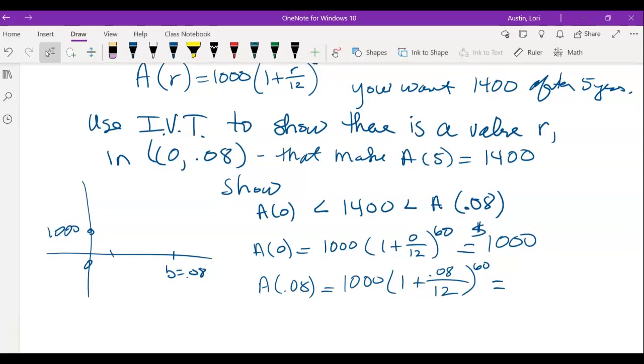And the squirrel problem was way more fun. This one's kind of like common sense, like, yeah, you know. Can I find a rate between 0 and 8% that'll get me to $1,400? Well, I'm going to try the 8%. What do I get? I need to know what 8% is. I can just plug. So you're just going to plug in 8%. What do you get when you plug in 8%? Well, in money, so let's round it to 2 decimal places. What do you get?